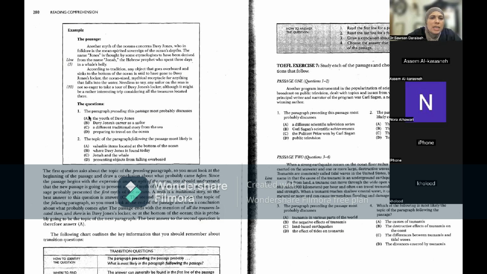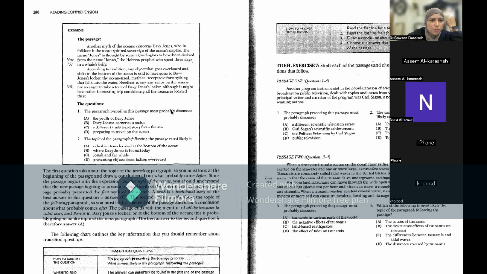Anyway, the idea, guys, is we want to know what a transition question means. A question like this. The paragraph preceding this passage, okay? What could it be about? Most probably discusses.